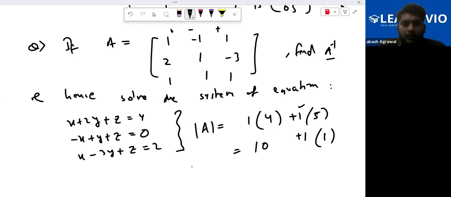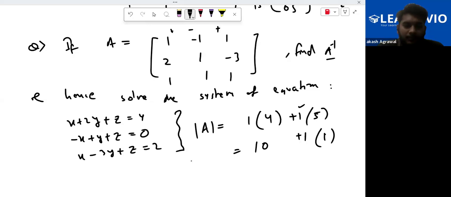Please find A inverse quickly, guys. You see, it's been a week, right? We have studied about inverse, and you guys are still not able to find A inverse. That means you are not practicing anything at home. Are you?